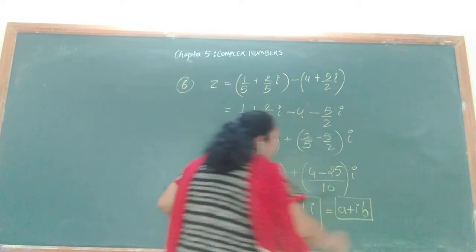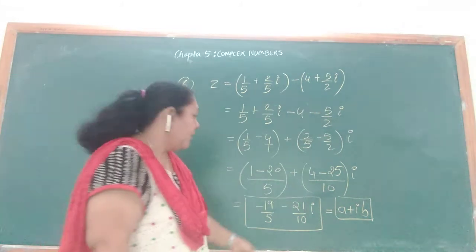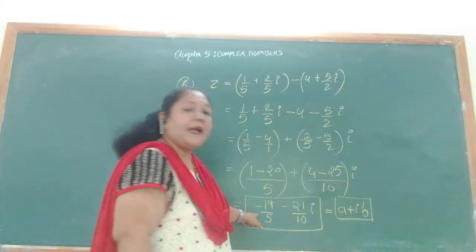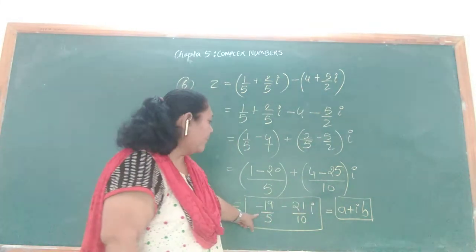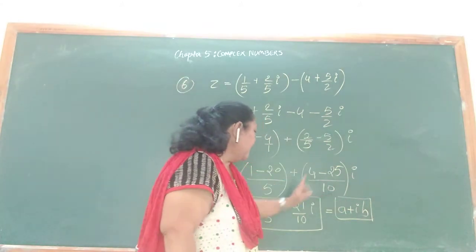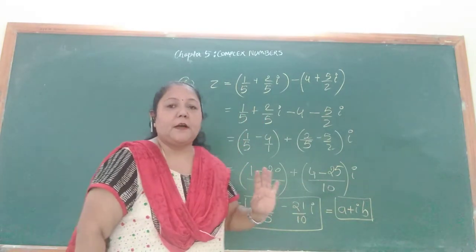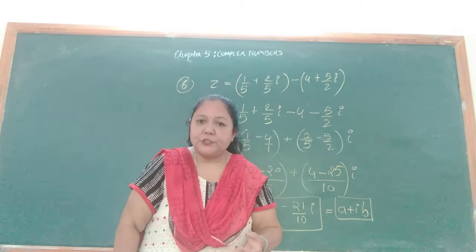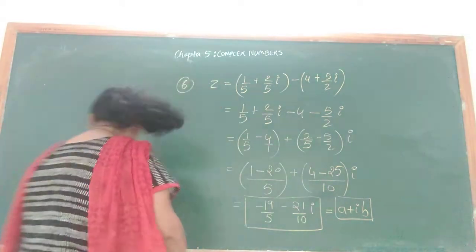A plus IB. So if you compare, what is my A? My A is minus 19 upon 5 and what is my B? My B is minus 21 upon 10. So this question is over. Let's go to the next question.